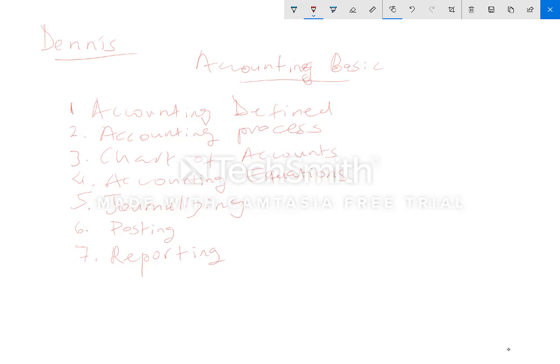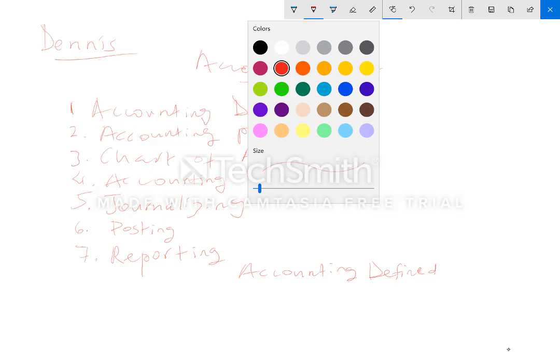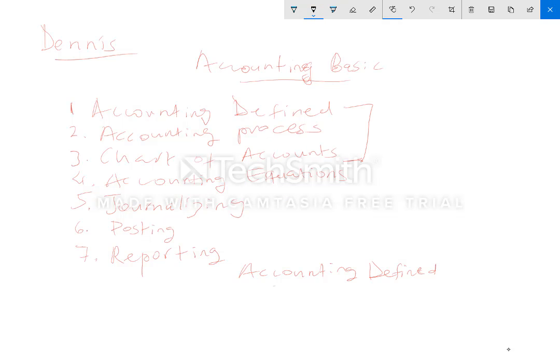So maybe we're going to talk about the first three. That is accounting defined. Choose a different color. So accounting, I'll give you two definitions.